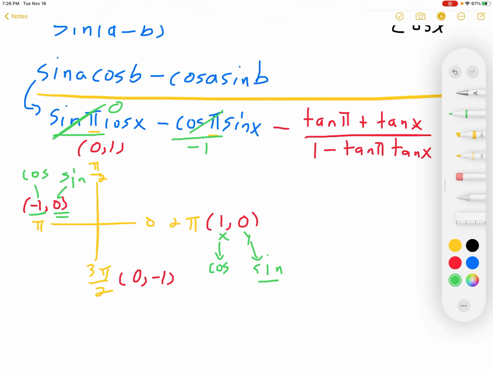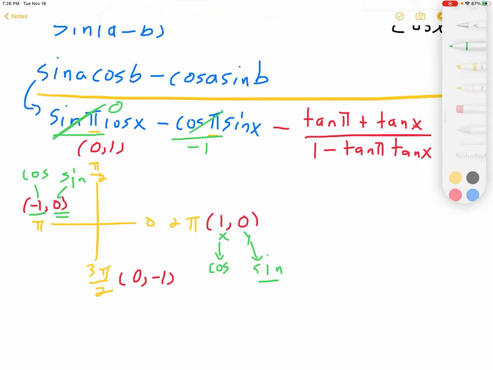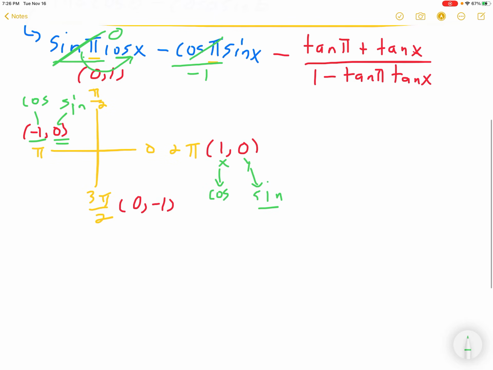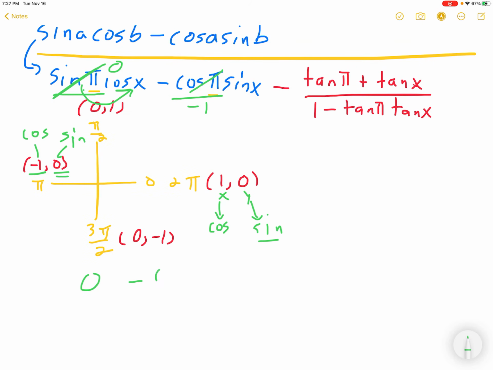Now with that in mind, I'm going to rewrite this entire left side. Since we know that sine pi is actually 0, this whole part of the equation would just be equal to 0. And so we could rewrite this as 0. And then since cos pi is -1, we can just write 0 bracket -1. And then all we're left with is sine x.